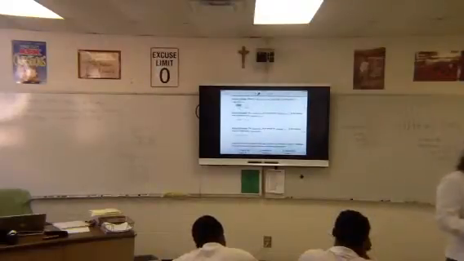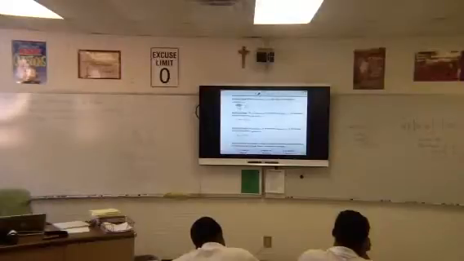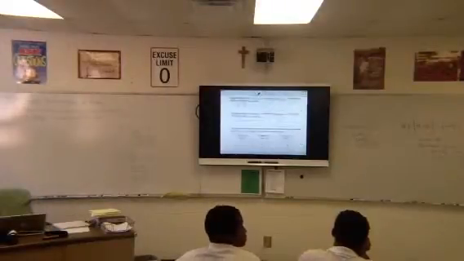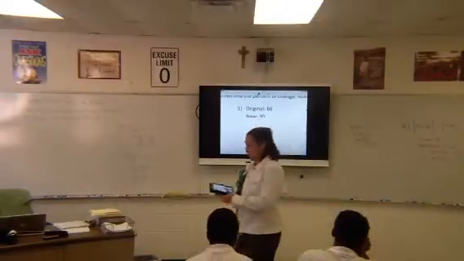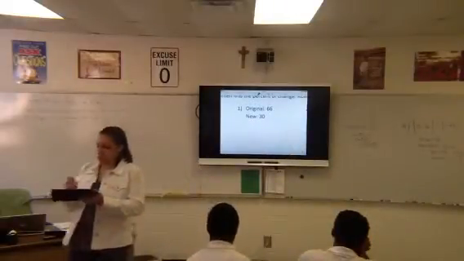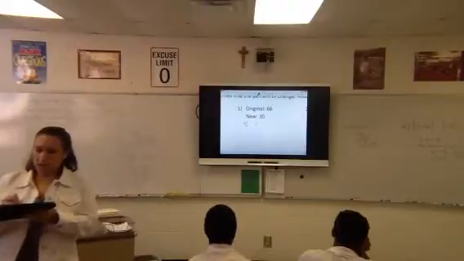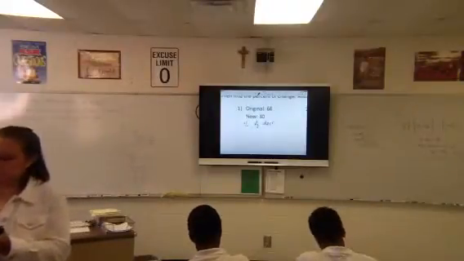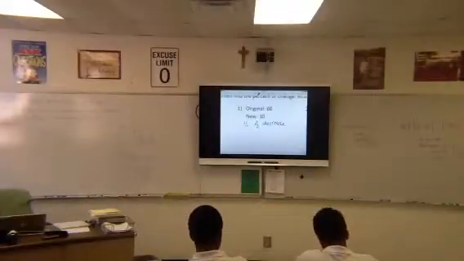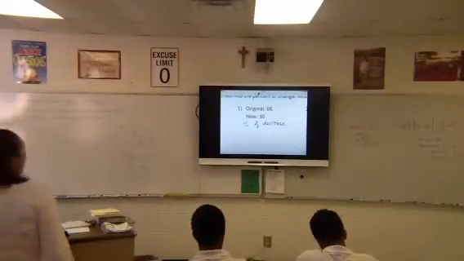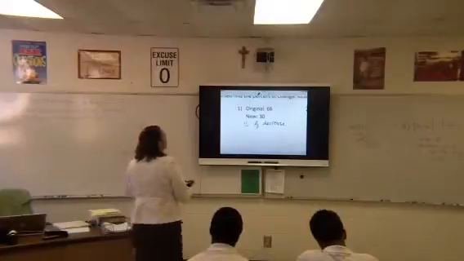When we're looking down there on number 1, the first thing it says is determine whether the percent of change is a percent of increase or percent of decrease. Is that increasing or decreasing? Decreasing, right? It's going down, 66 to 30. So percent of decrease. That's the first thing we're going to do: decide if it is going up or down.